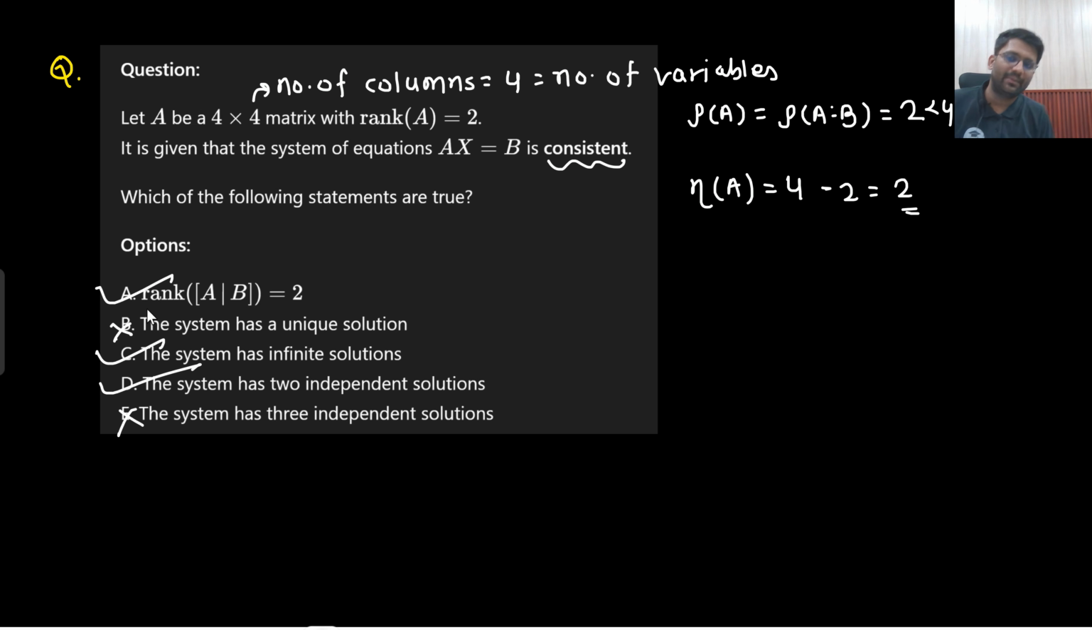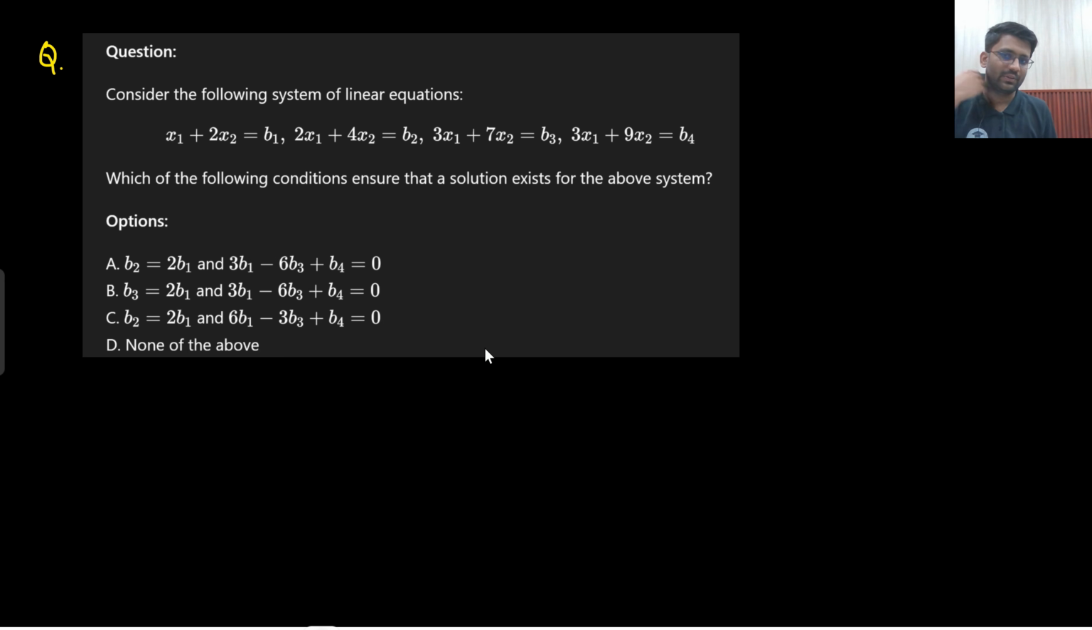If a consistent solution is there, that means rank of A should be equal to rank of A augmented B. That should be equal to 2. There you go. Nothing to mug up. Always everything is there in our mind. Let's go to the next one.